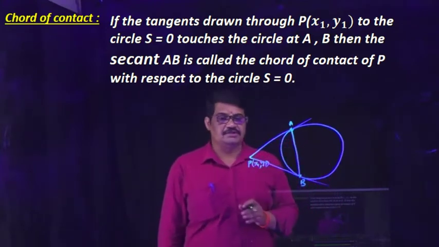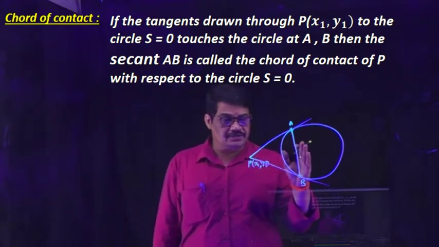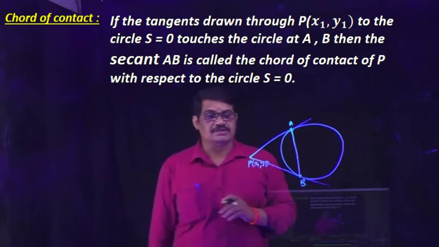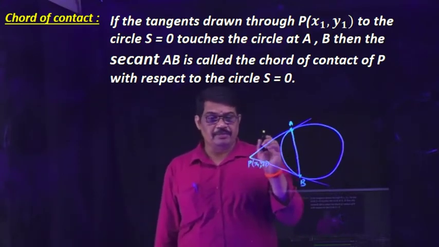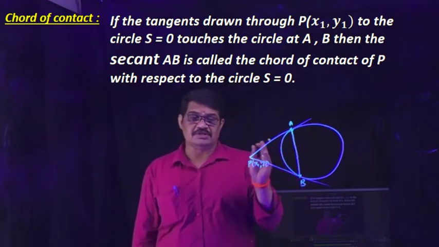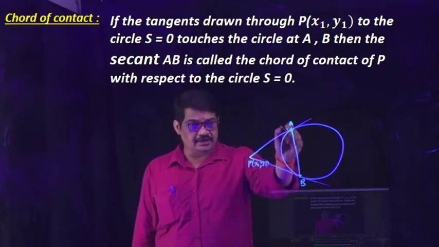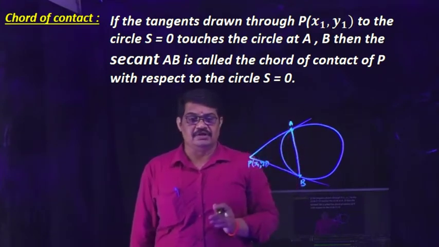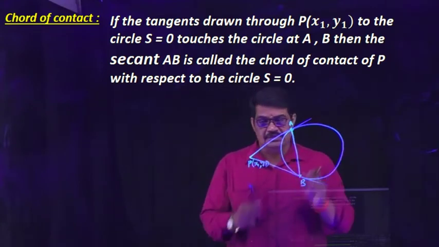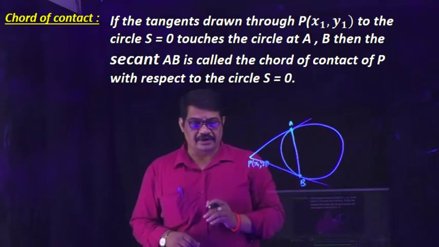This is the concept of the chord of contact of a point with respect to the circle. See this definition. If the tangents drawn from the point P of x1, y1 to the circle S is equal to 0 touch the circle at capital A and capital B, then the secant AB is called the chord of contact of P with respect to the circle.